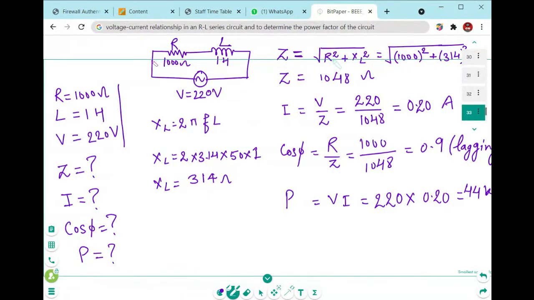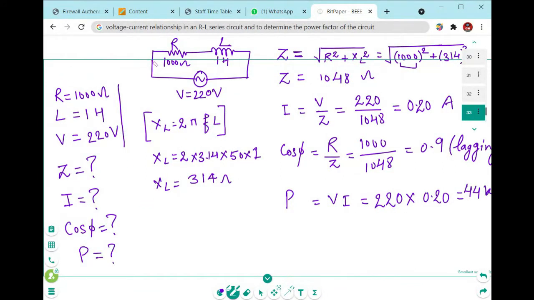This Z is equal to the square root of R square plus XL square, and you will put the value of this resistance, that is 1000 ohm, that is 1 kilo ohm. And you have to put the value of XL. So what is the formula for XL? The formula for XL is 2 pi FL.